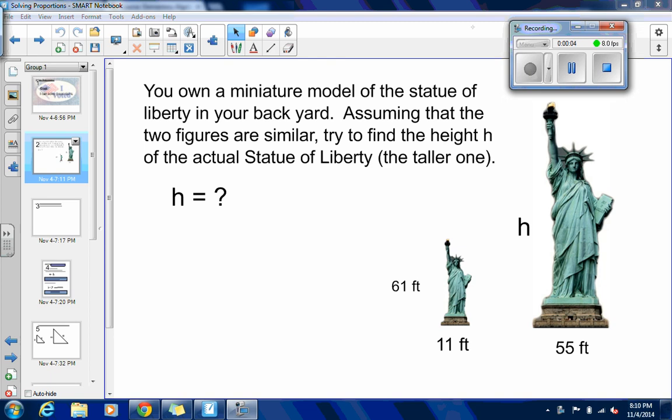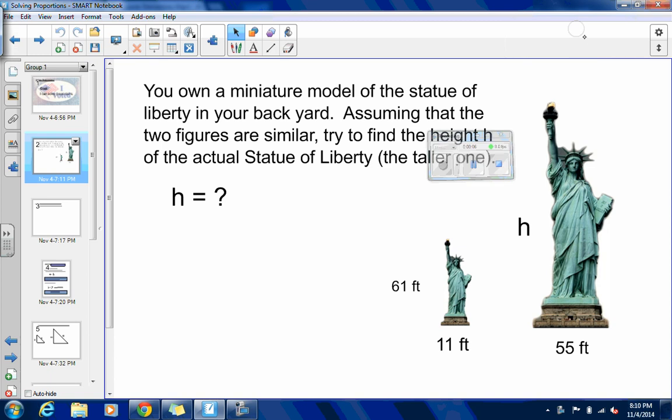All right, hello. So this video is all about what this first situation is showing. It says you own a miniature model of the Statue of Liberty in your backyard. If you notice, the mini one is actually not so mini since it's 61 feet tall. But assuming that the two figures are the same, and the one on the right is the actual Statue of Liberty, try to find the height of that one.